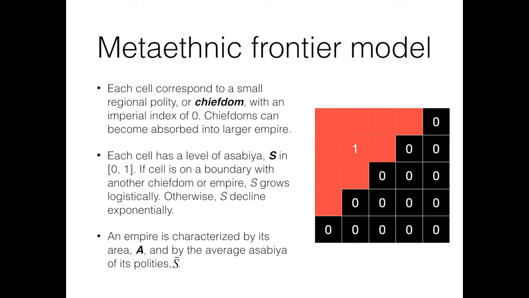Territorial empires are characterized by 2 numbers. One is the number of regions they control, their area, A, and then the other is the average asabia of those cells, S bar.